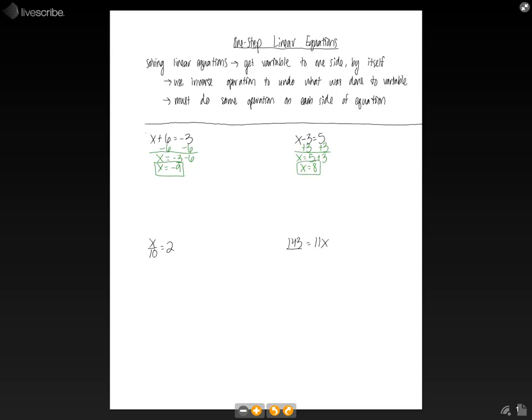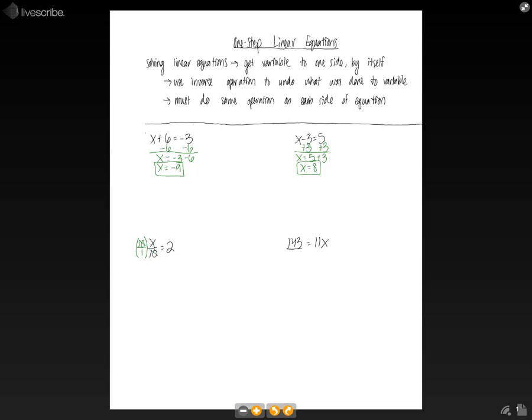And now if we look at multiplication and division, we have x divided by 10 is equal to 2. So we want to get x by itself, and we see that in this particular one we are dividing by 10, so in order to undo division we are going to multiply. So we're going to want to multiply by 10. We can say it's like multiplying by 10 over 1 if you want it in fraction form. That helps you see that the 10's will cancel.